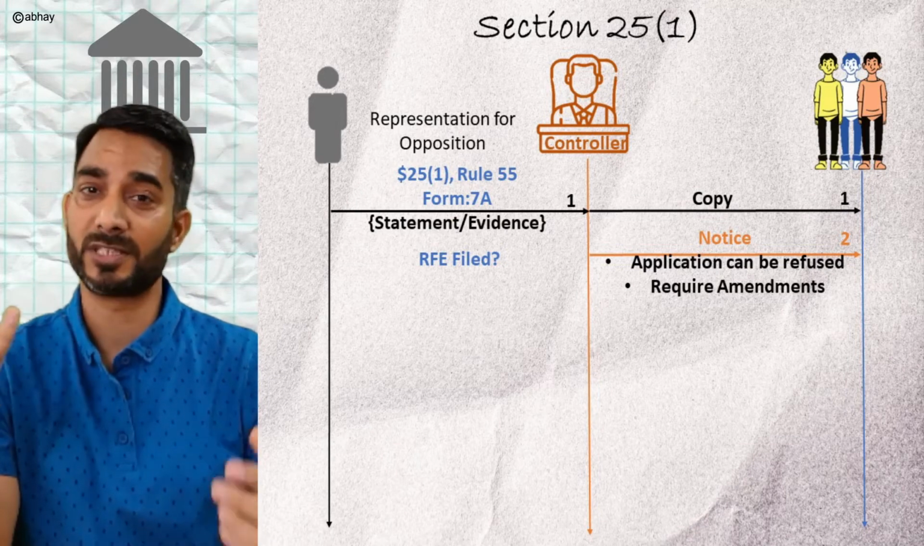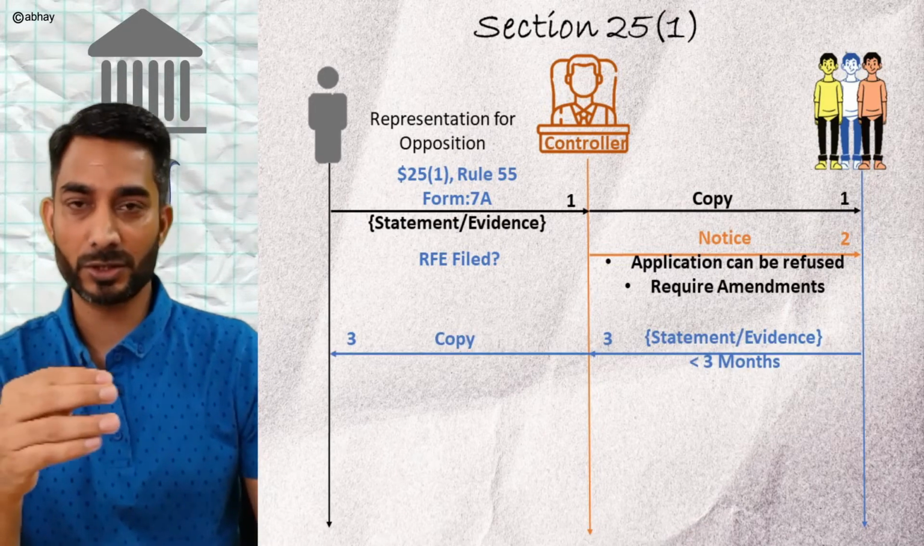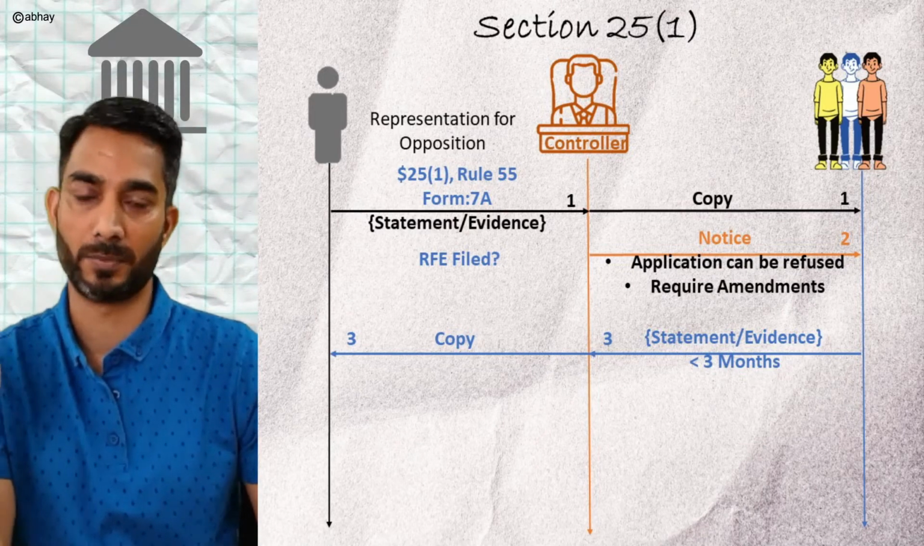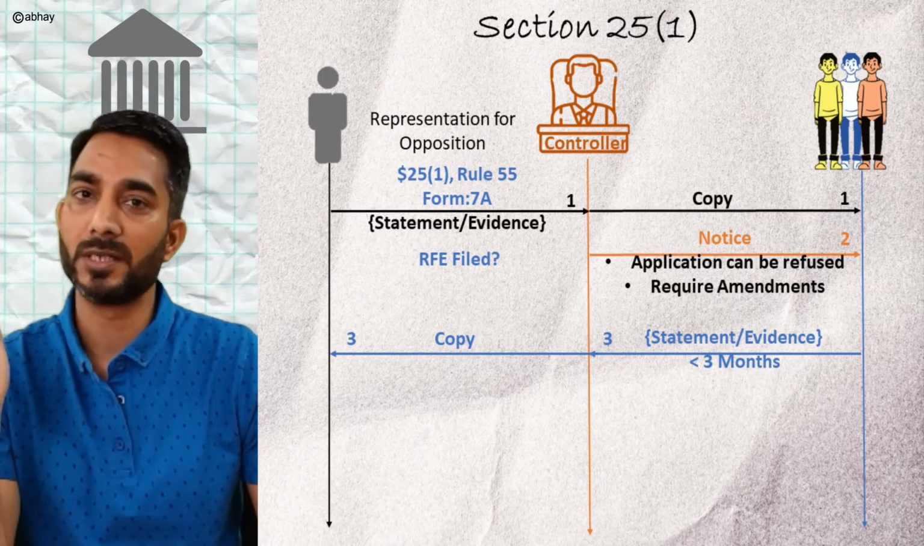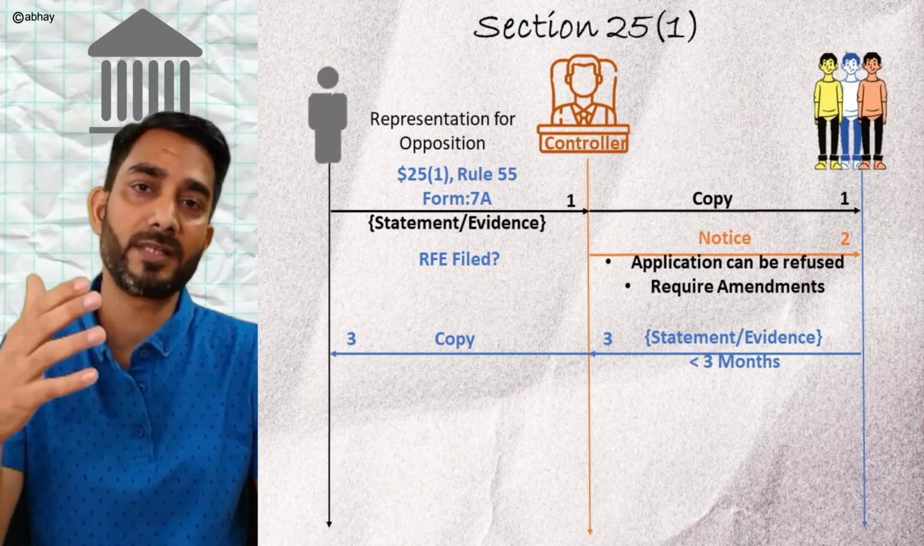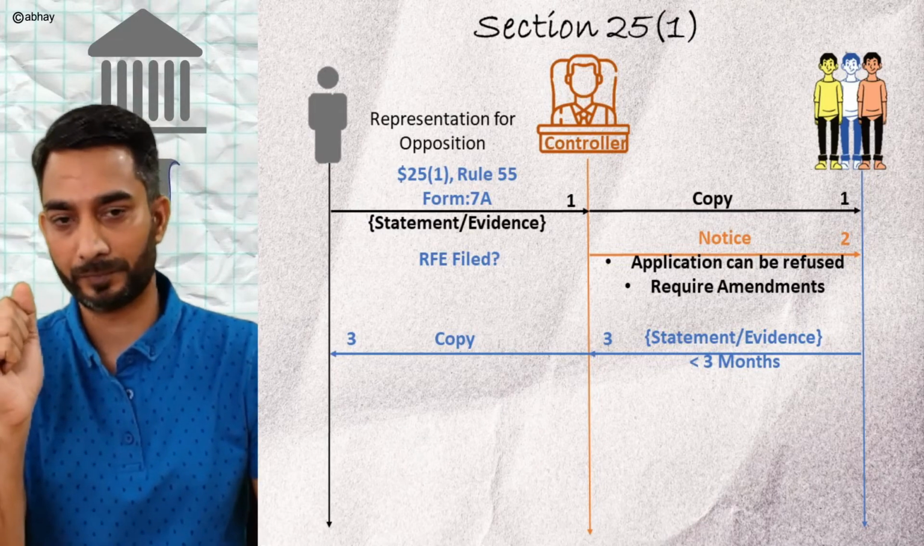Now, upon receiving such a notice, the applicant is given a time period of 3 months to revert to the controller in case they would want to contest the opposition. So within 3 months, the applicants can come up with their statement, their evidences, countering everything that you have said. And they are required to send a copy to you also.